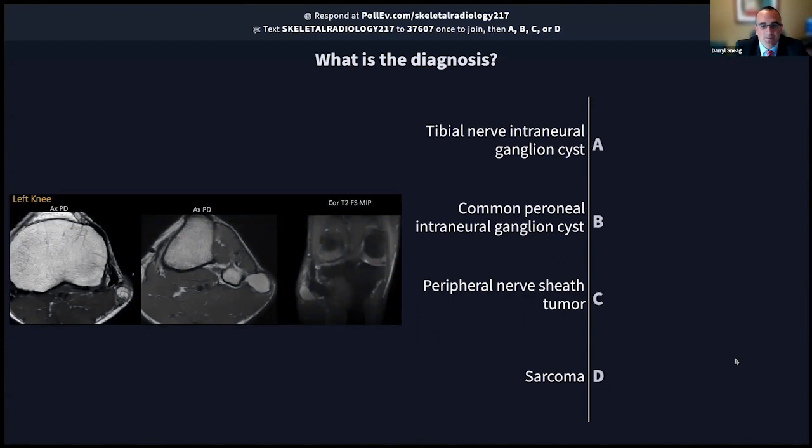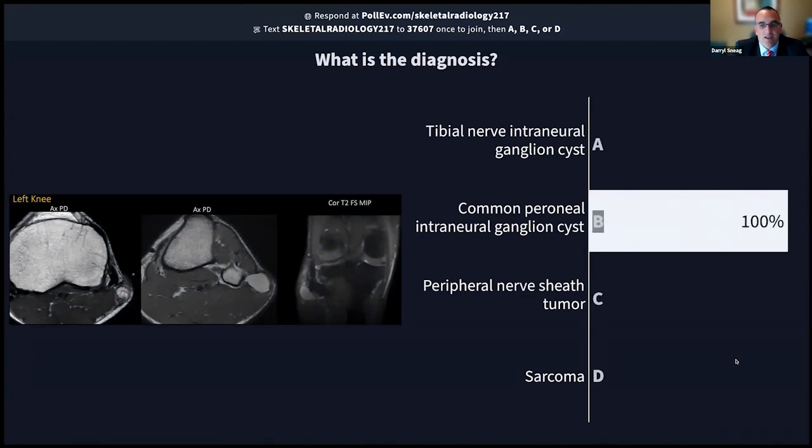And here is the poll. Oh, stay, don't change your answer. No, there's probably additional people coming in, but we have 100%. Good, common peroneal intraneural ganglion cyst.